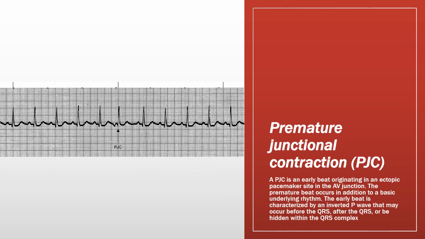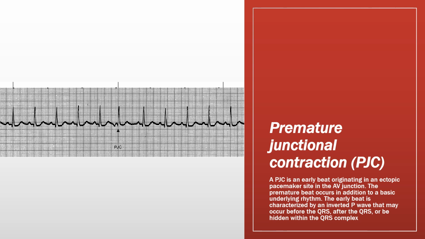So first we're going to talk about a premature junctional contraction. This is one that we're not really going to go over a lot, but I just want you to be aware of it. All this PJC is, is an early beat that is coming from the AV node. So you'll see the inverted P wave. It might be before the QRS, after the QRS, or it can be hidden. And again, our QRS complex is going to be normal.